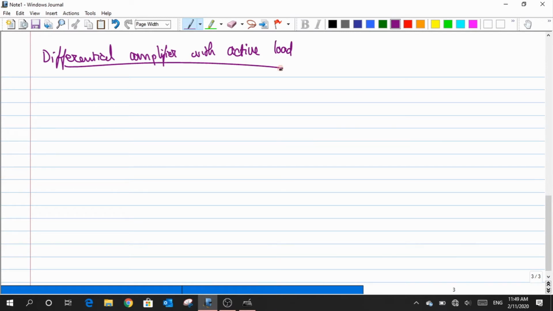So obviously the next topic that we are going to discuss is something related to a differential amplifier with active loads. Okay. Now in order to discuss this differential amplifier with active load, first of all, I have to discuss the active loads, and in order to create the active load, we also have to talk about something known as a current mirror circuit. So I'm just going to deviate into something known as a current mirror circuit.